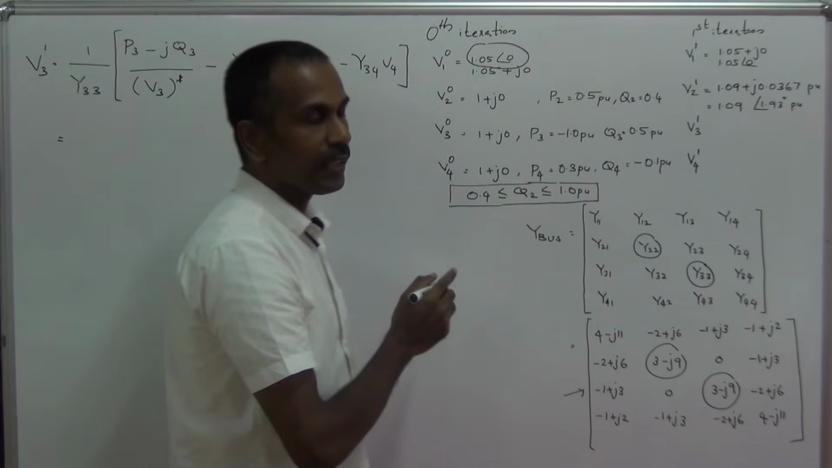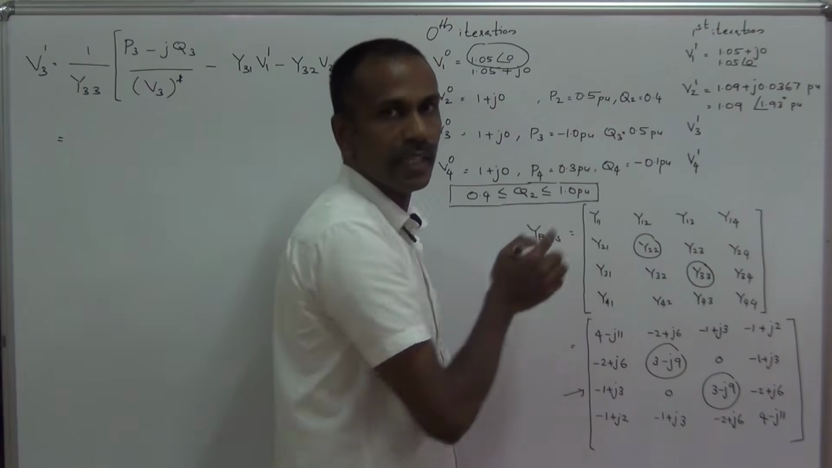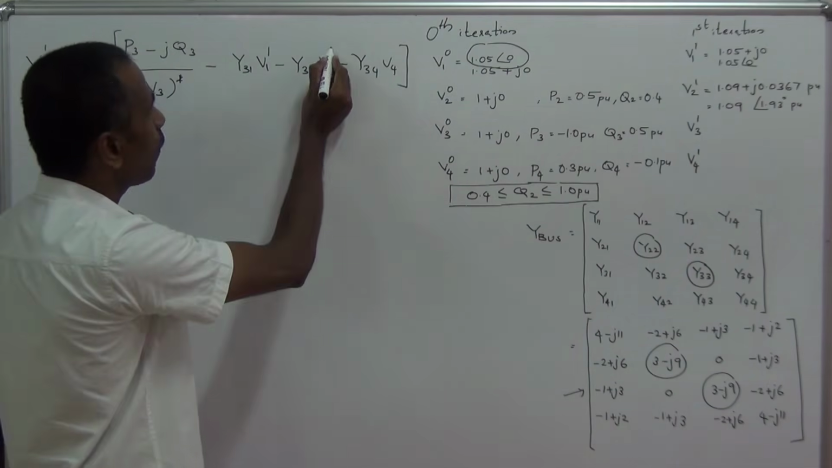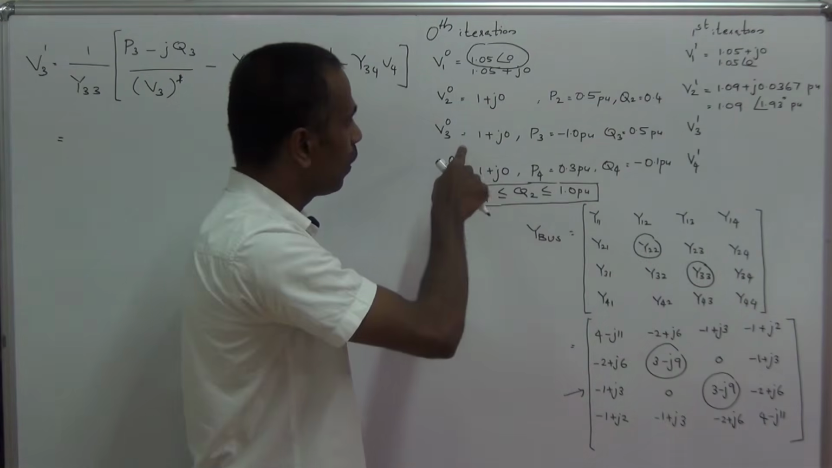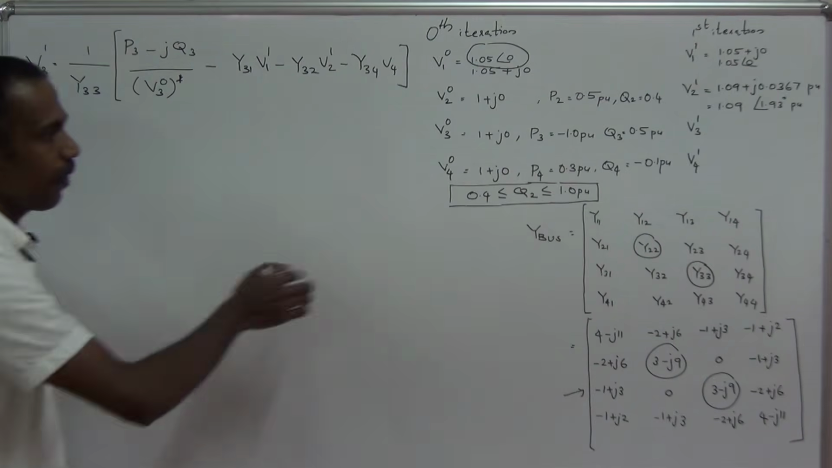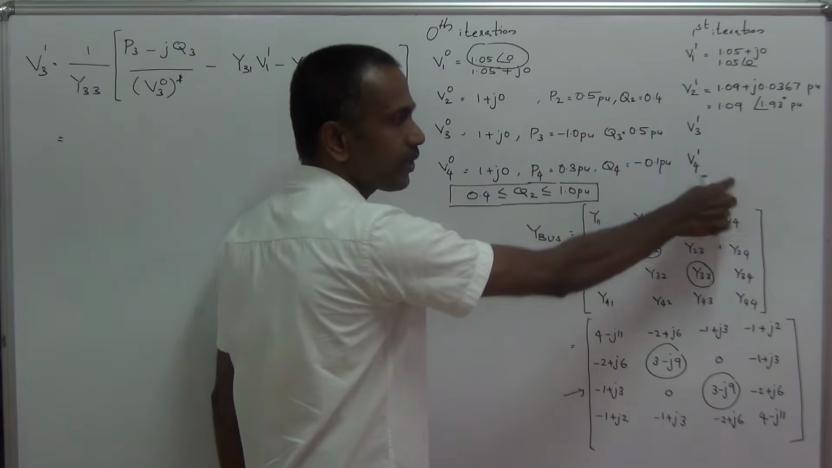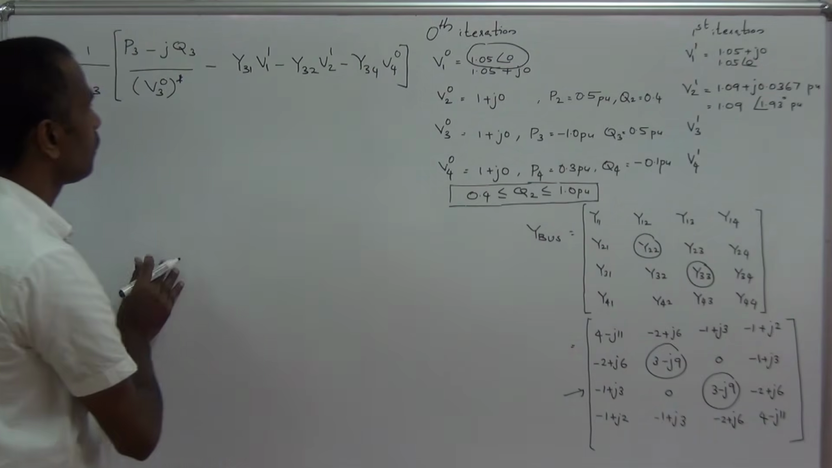V1^1 is available with us, so you choose V1^1. What about V2? V2^1 is there with us, so you choose V2^1. What about V3? V3^1 is not with us, only V3^0 is there, so you choose V3^0. V4^1 is not with us, only V4^0 is there, so you choose V4^0.